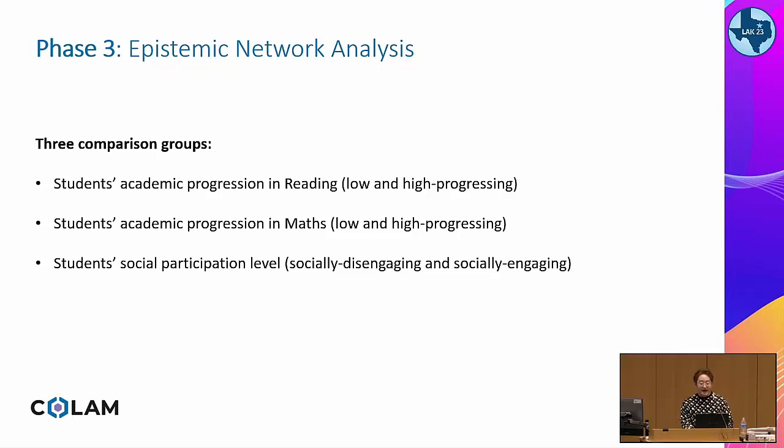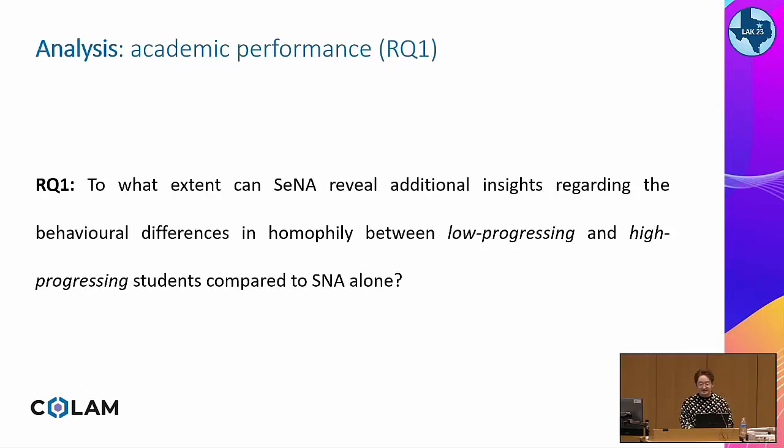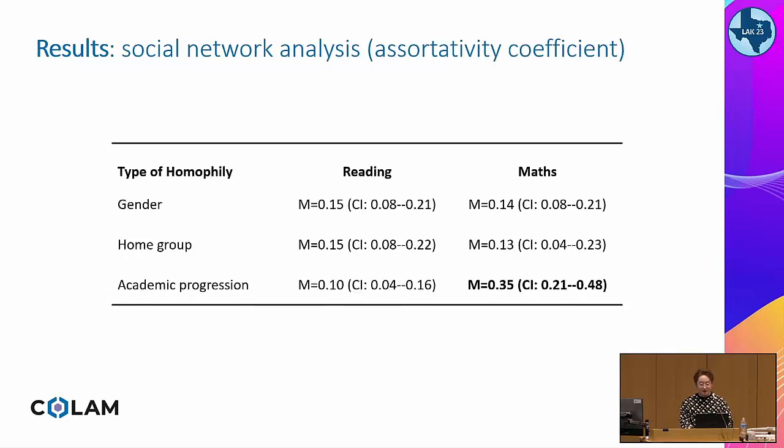Let's first look at what additional insights SeNA can offer compared to social network analysis alone for low and high progressing students. Based on the findings of social network analysis, there is at most a weak academic homophily in math, and there are no statistically significant differences between low and high progressing students regarding all 3 types of homophily in math and reading.